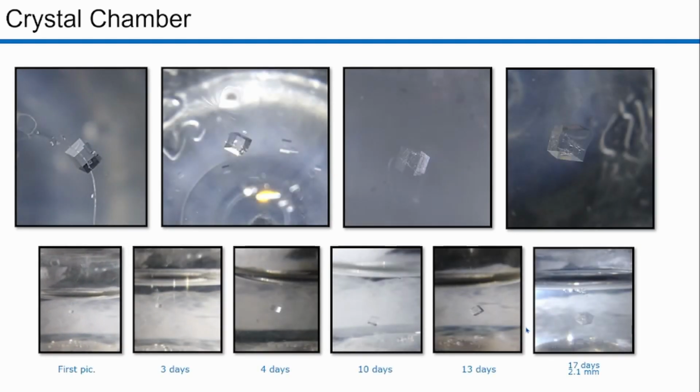This is the evolution of this crystal over the course of 17 days. So as you can see, it started on a thin thread as a very nice and transparent crystal, and it kept growing in a cubic shape and so forth. So here in the pictures below you can see it evolving through the days.